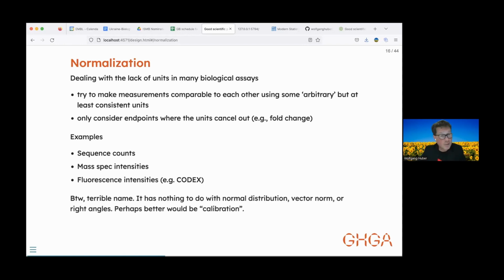By the way, normalization is really a terrible name for this concept. I defined what it is in the previous slide and in the slide here. In some sense, probably the word calibration would be a better name, or I don't know what a good name would be. Normalization has nothing to do with normal distributions or vector norms or right angles. But still, it's the name that has stuck and is being used a lot in the field.